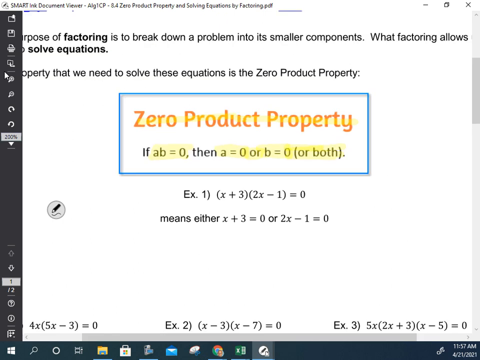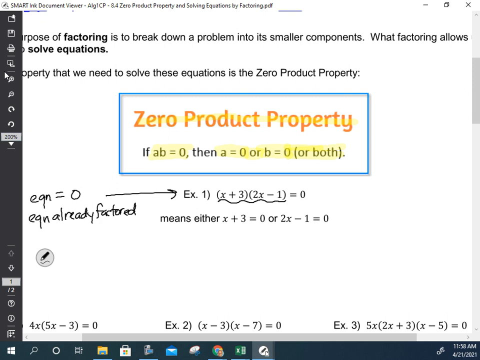You have x plus 3 and 2x minus 1 equals 0. I want you to notice how this problem is set up. 2 things I want you to notice. First thing, the equation is equal to 0, and the equation is already factored.